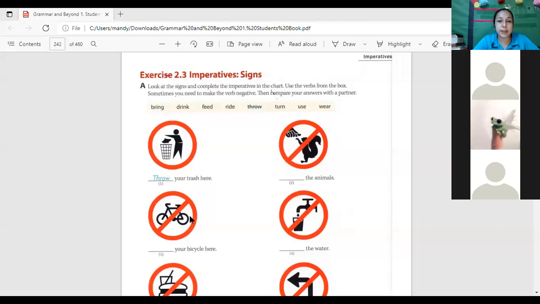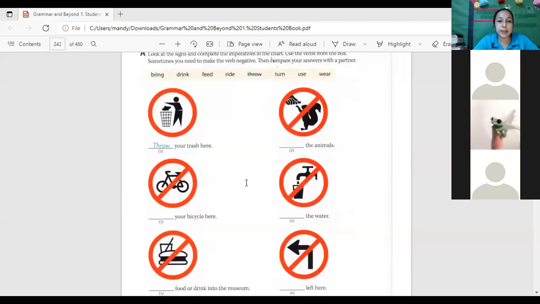Okay, let me check this one. For example, you see the signs. Look at the signs and complete the imperatives in the chart. So we use the verbs that we have in the box. Number one, throw your trash here. Yeah, this is the first one. Number two, what do you think? Bring, drink, feed, write, turn, use, or wear. It's the pen, yeah? What do you think is number two? What do you think is the action? What is the verb that we use in that case? Feed the animals.